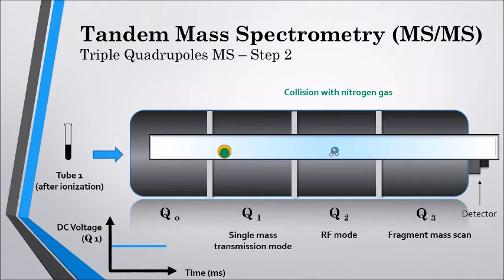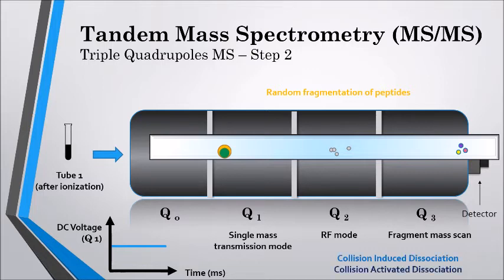At Q2, the peptide is then accelerated to move at high kinetic energy, colliding with inert gases such as nitrogen. This causes the peptide to be broken down into random fragments, which will pass through Q3 and reach the detector. This process is known as collision-induced or activated dissociation, CID or CAD for short.